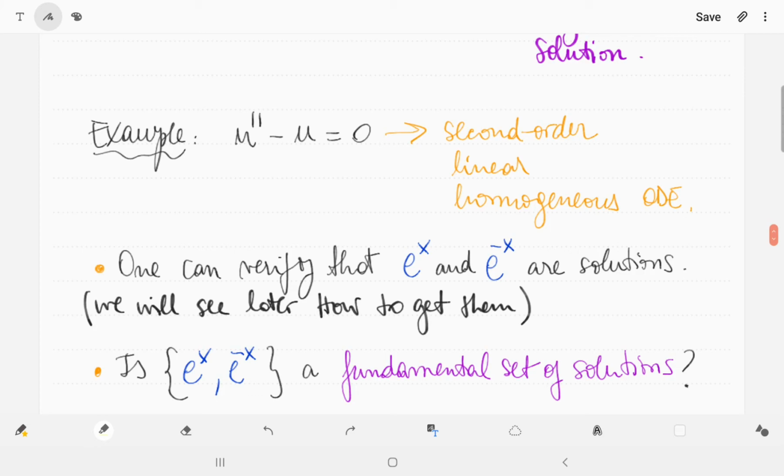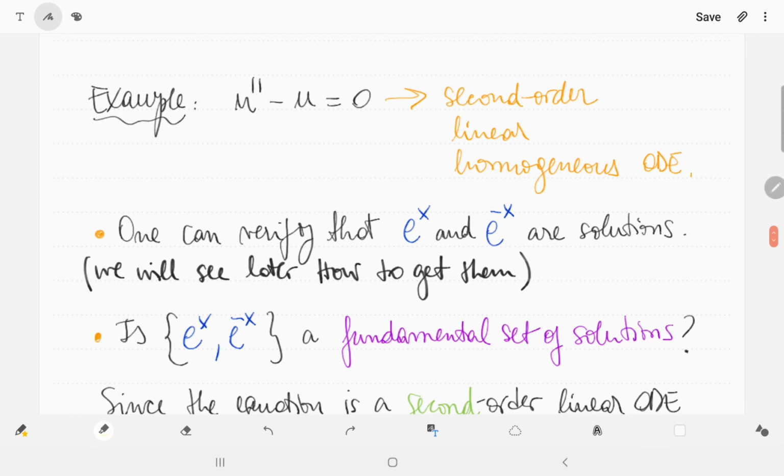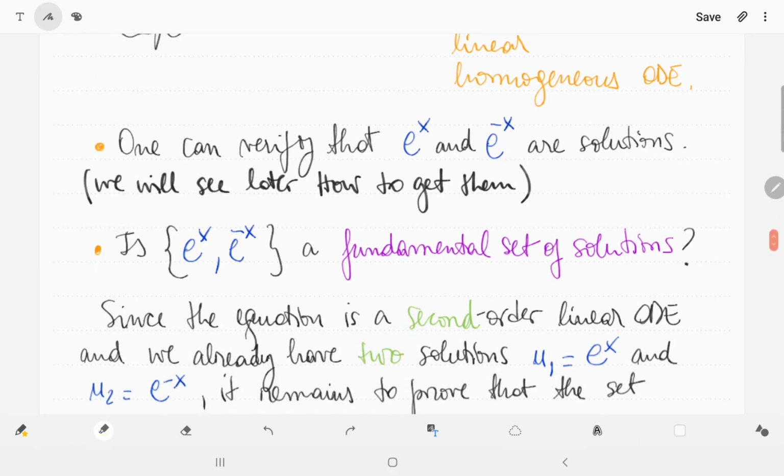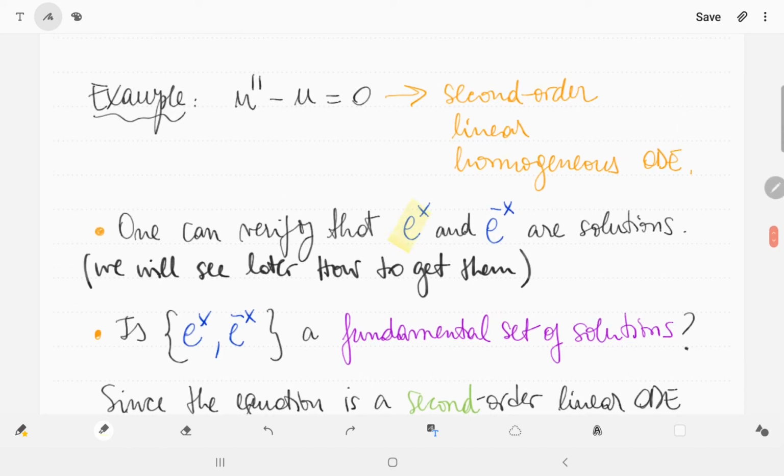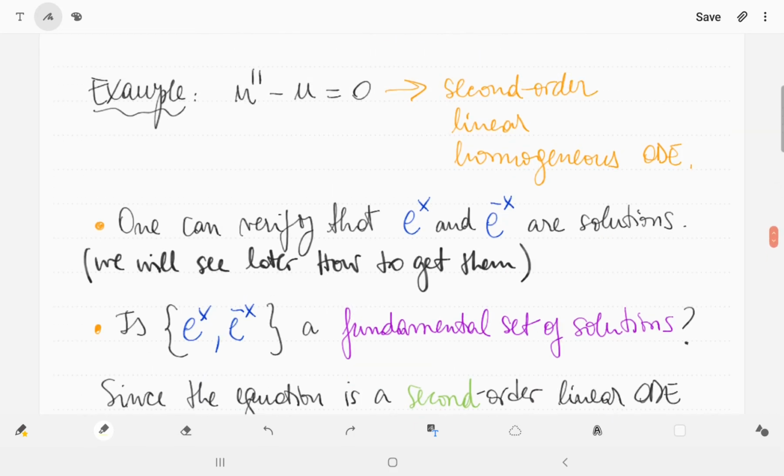Here we have the second derivative of u minus u equal to 0. It is a linear ODE, it is homogeneous, and the order is 2, second order. We will see later how to find solutions, but let's now just believe that these two solutions, e^x and e^(-x), are solutions of this equation. Then we wonder if this set is a fundamental set of solutions.